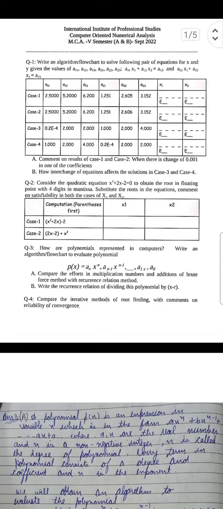So now we will be proceeding towards question number 3, which is: how are polynomials represented in computers? Write an algorithm to evaluate a polynomial, given with two respective parts. Part A: compare the efforts in multiplications and additions of the brute force method with the recurrence relation method. And part B: write the recurrence relation of dividing this polynomial by x minus r.